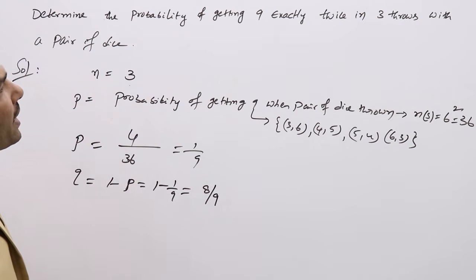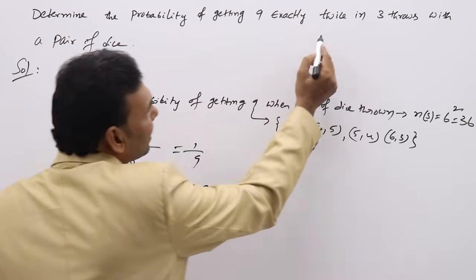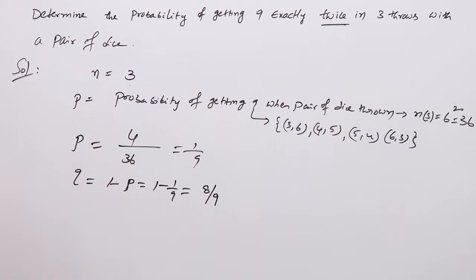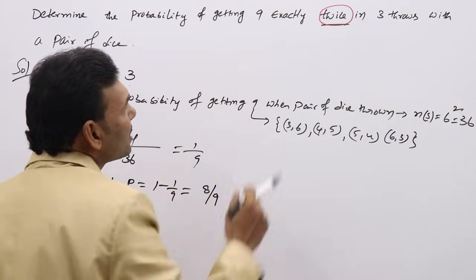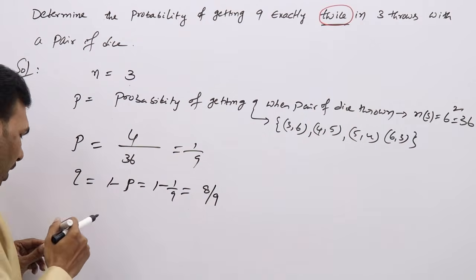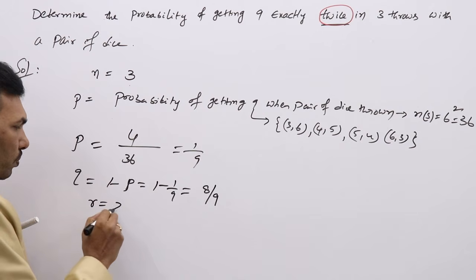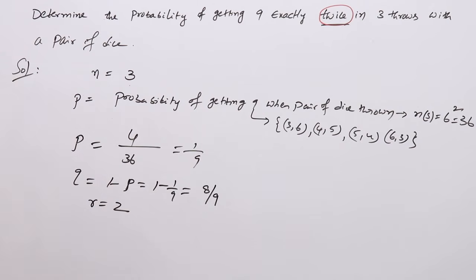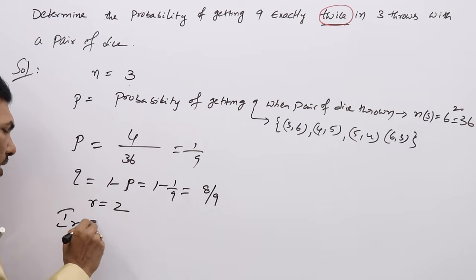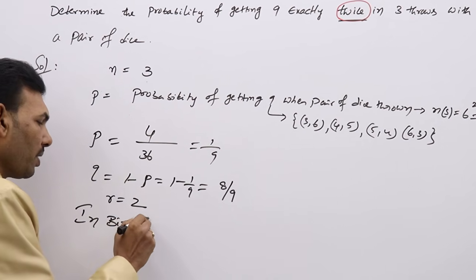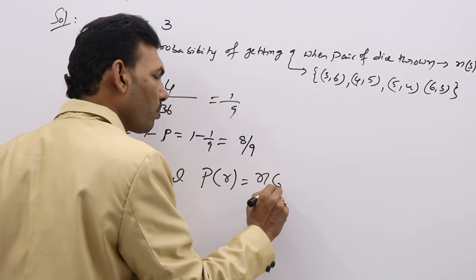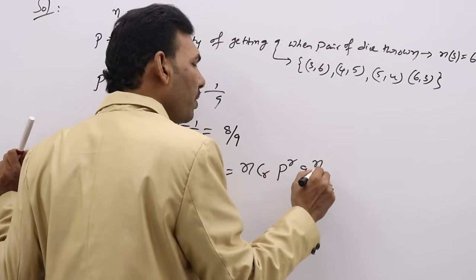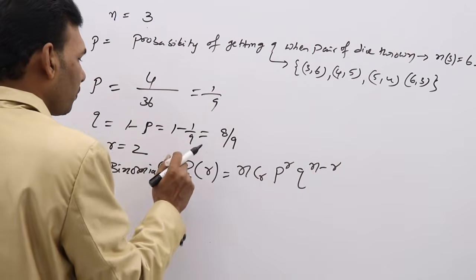Determine the probability of getting 9 exactly twice, 2 times, in 3 throws. So here R is 2. R value is 2. Probability of 2 successes. So in binomial distribution we all know, the probability of R successes has the formula NCR P power R Q power n minus R.